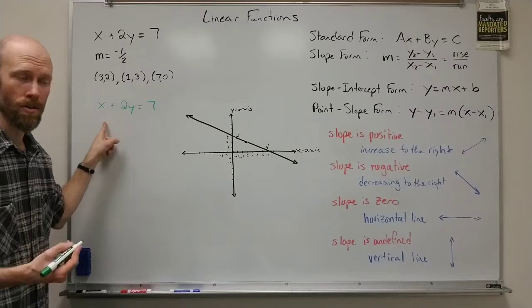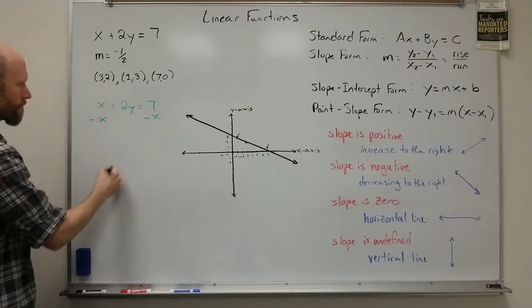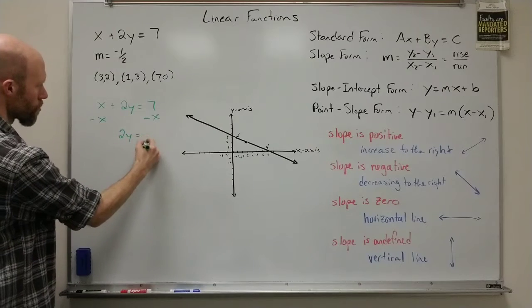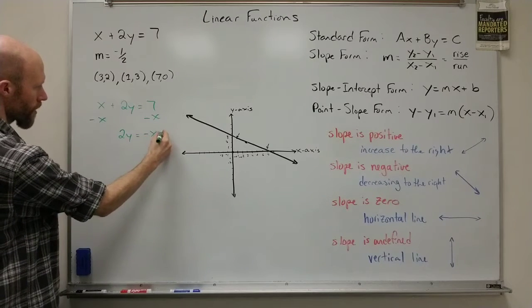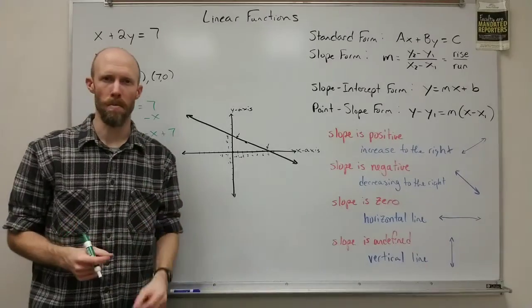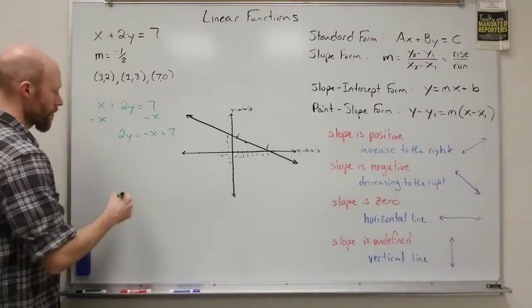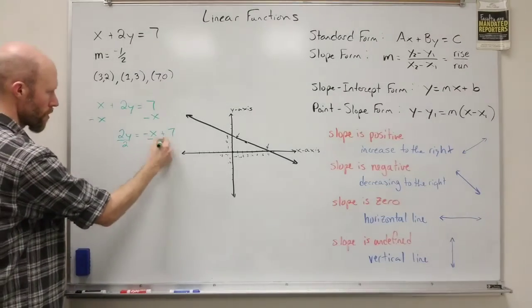I have to zero that out. So I'm going to subtract x from both sides of this equation. Get 2y equals, I'm going to write it as negative x plus 7. These are unlike terms, so I cannot combine them. And then I'm going to divide out the 2. All right, divide both sides by 2.